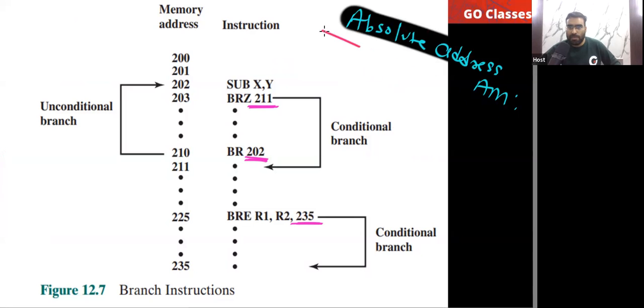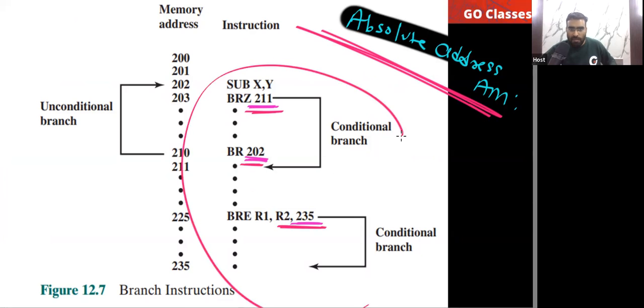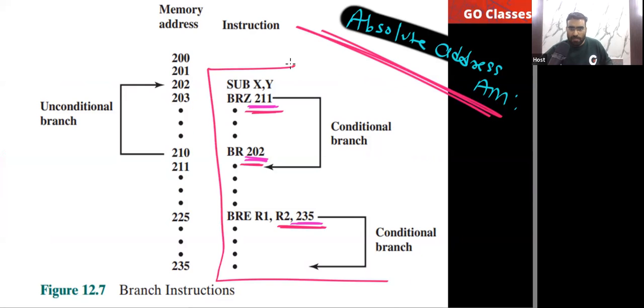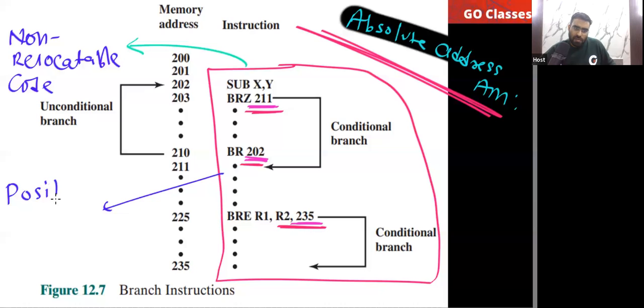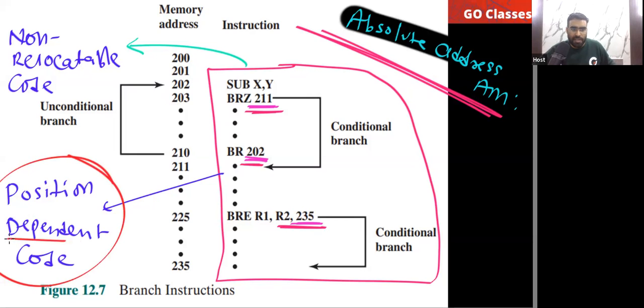You are using the absolute addressing mode. You tell me, is this program relocatable or not? Look at this program. Is this relocatable? This is not relocatable. This is non-relocatable. Can I say this is position dependent code? This is position dependent code. This is non-relocatable code.